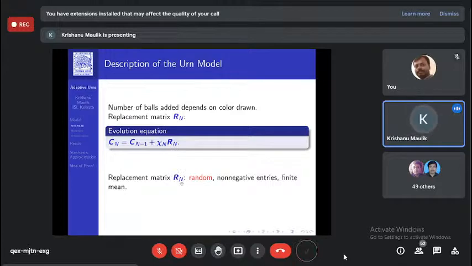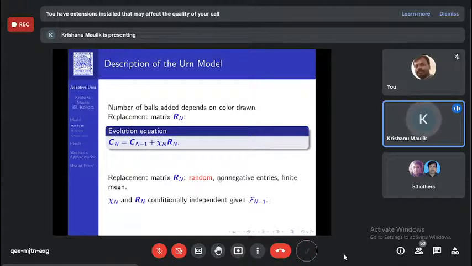And Rn will have finite mean, in the sense that each of the k square coordinates of Rn will have finite mean. In fact, we'll see that I'll define an appropriate norm for this matrix, and it will be the same as saying the corresponding norm has finite mean, because it's all finite dimensional. So there is not much difficulty, but when you do infinite colors you have to be very careful about what exactly you are saying.